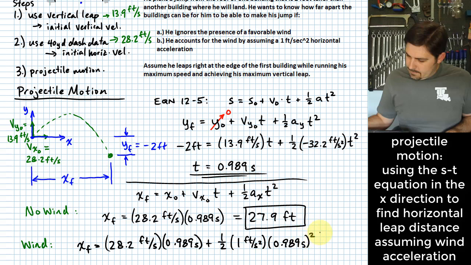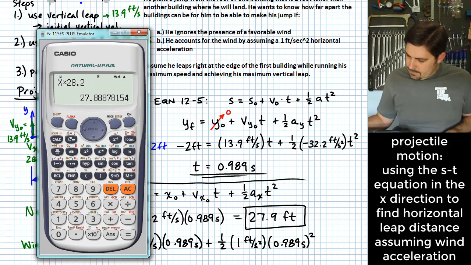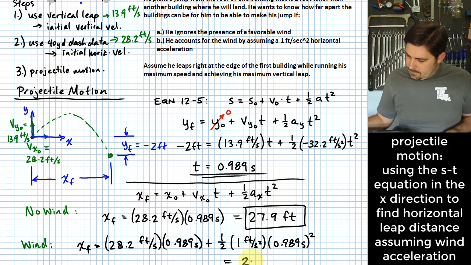squared. Now let's look at the units on here real quick. The first term winds up being in feet. The second term, you have feet per second squared, but then you have seconds squared over here, so that's also in feet. So we're good as far as that's concerned. Here what we'll do is we'll take x times 28.2 plus 0.5 times 1, I don't need to put that in there, times 0.989, which again is stored in the variable x still, squared. And that gives me 28.4 feet.